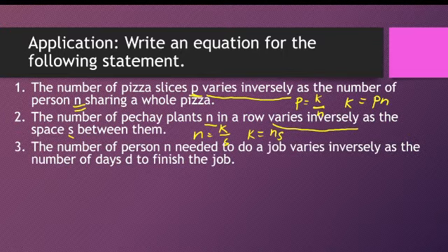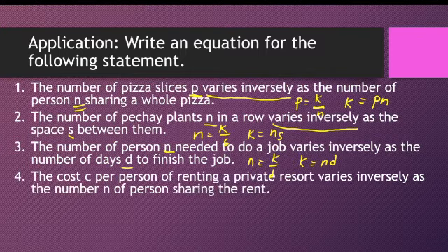Next, the number of person N needed to do a job varies inversely as the number of days D to finish a job. So, mas maraming taong gumagawa, mas maiksing panahon ang kailangan. So, pag konting tao ang gumagawa, mas mahabang panahon ang kailangan naman. Okay, so this is inverse. So, N ang gagamitin, tsaka D. So, that is N is equal to K over D. So, our constant is K equal to ND.